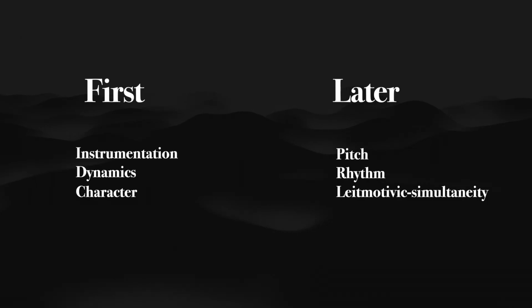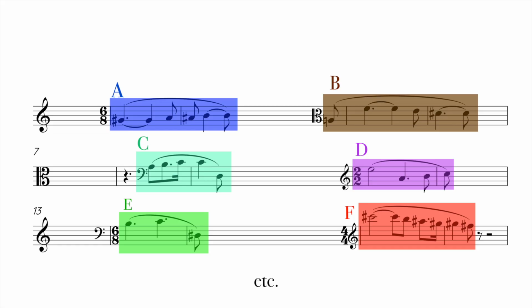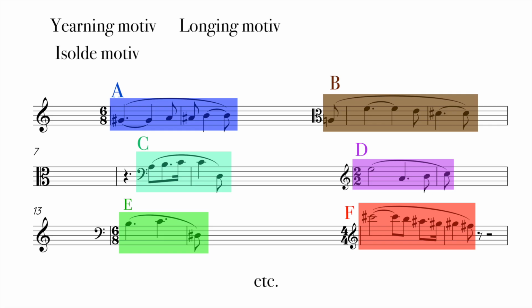All materials in this video will be named with letters and a corresponding color, this to avoid confusion. Although some might argue that this increases confusion, the reason why I'm doing this is because the A motif, for example, has more names than I care to recite here, but some are the yearning motif, longing motif, the Isolde motif, prelude motif, desire motif, and so on. So here it will be called A.